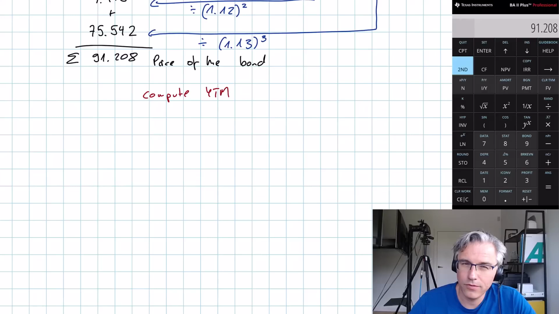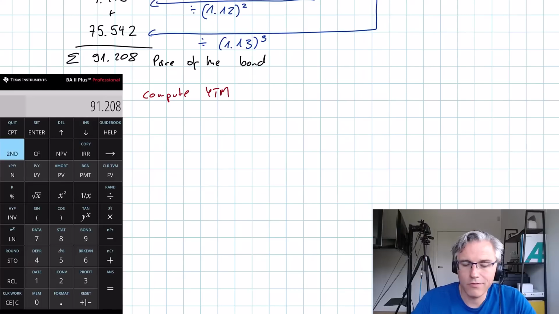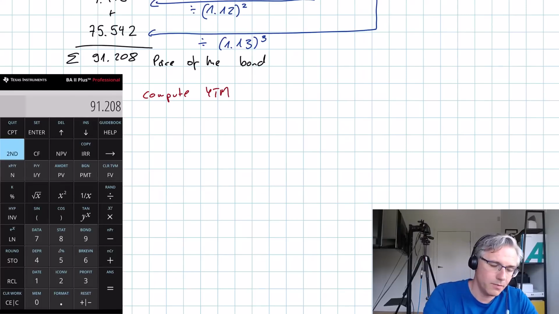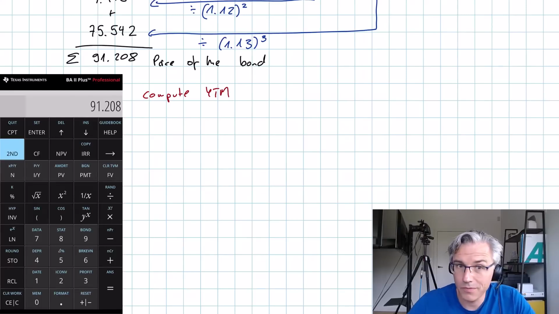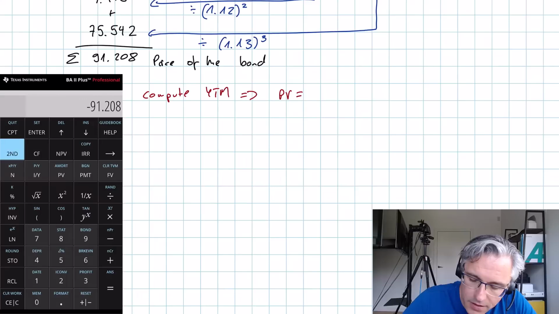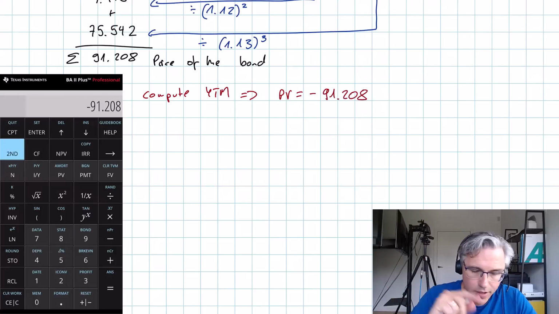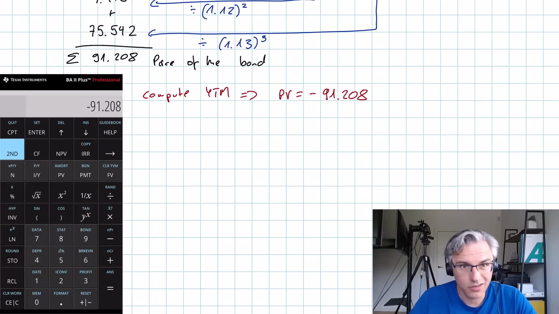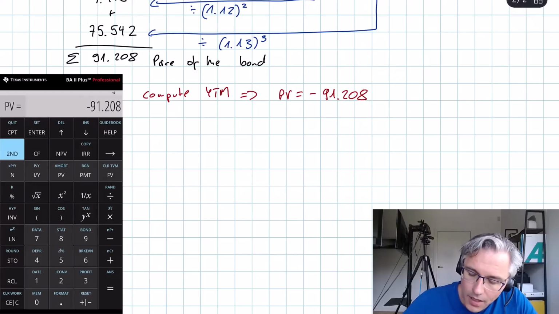I'm going to clear the TVM by pressing second followed by FV, and now I've still got my 91.208 displayed. I'm going to turn this into my PV, so I'm going to stick a plus minus in front of it so as to make the PV equal minus 91.208. I pressed minus already, I stuck the minus in front, I'm now pressing PV. Okay, good. What else?